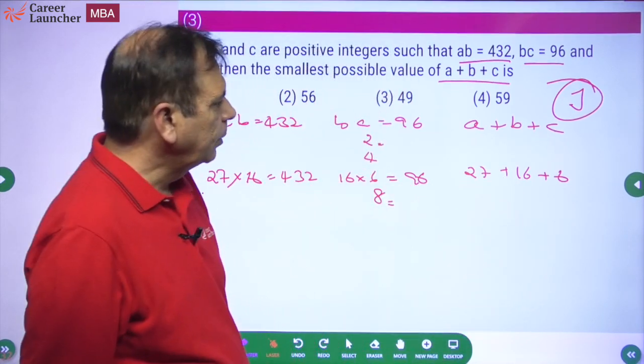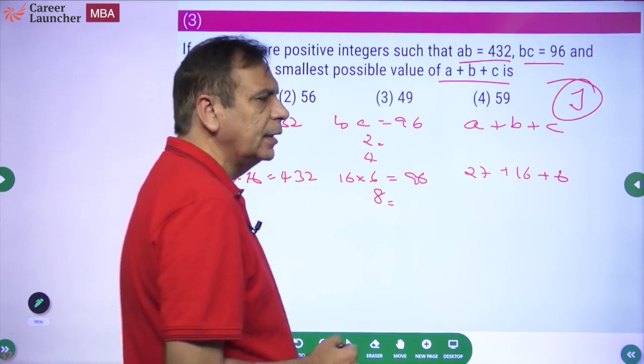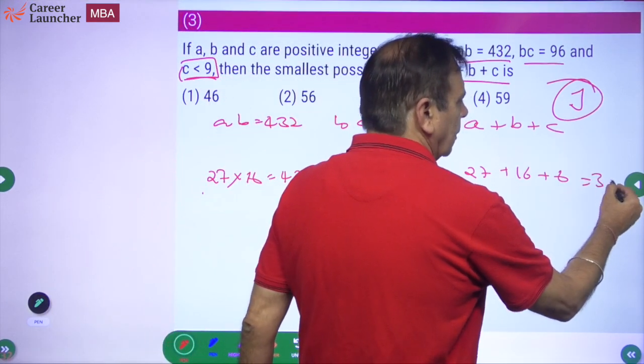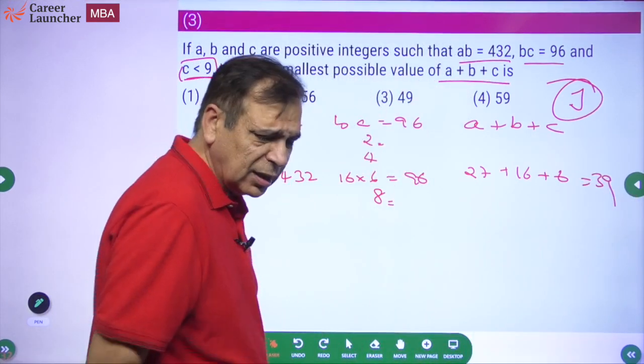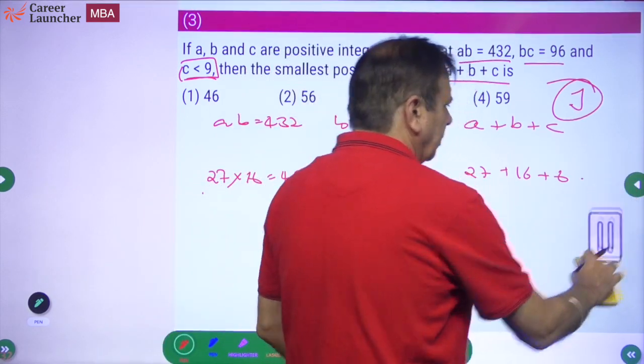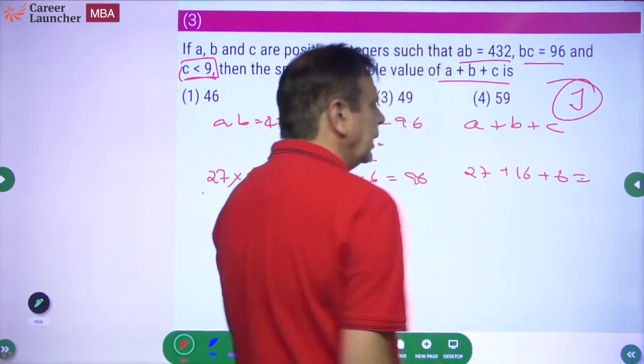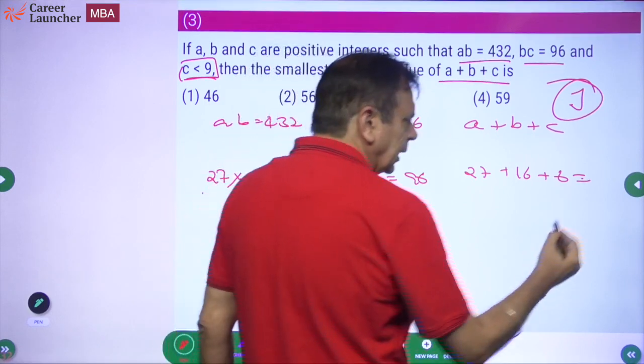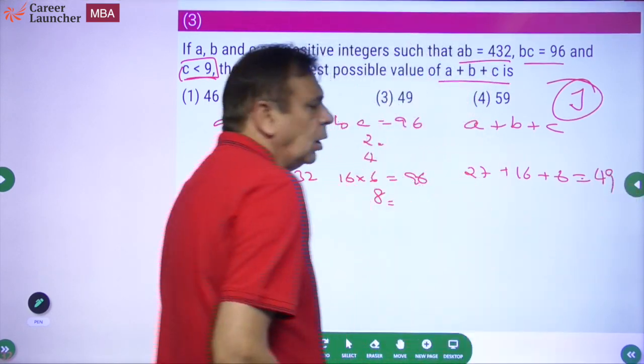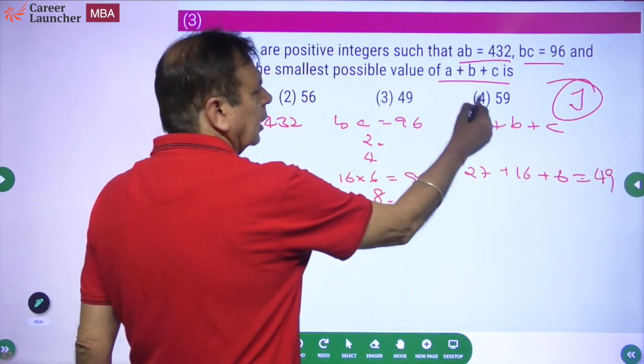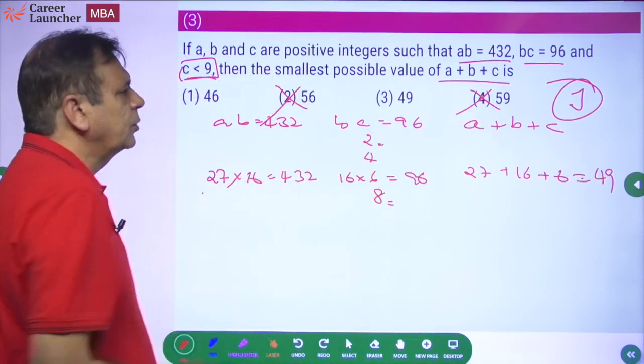Okay. How much does it become? 27 plus 16 is 43. 43 plus 6 is 49. Now look at the choices. दो choice तो गलत हो गई. These two are wrong choices.